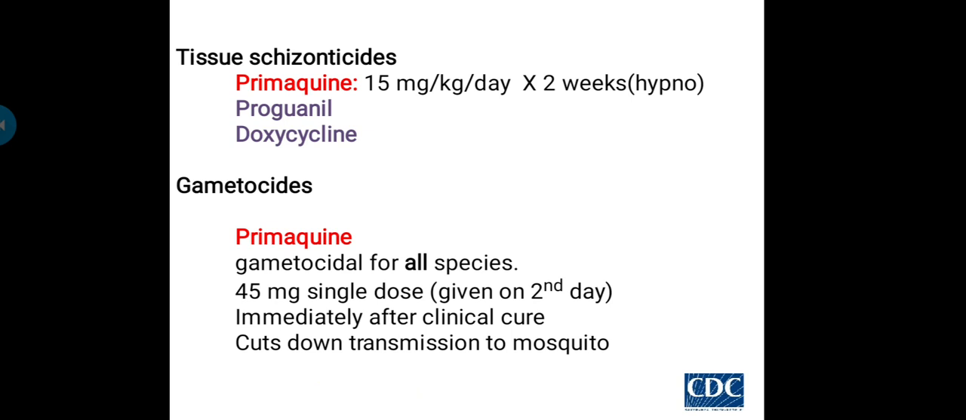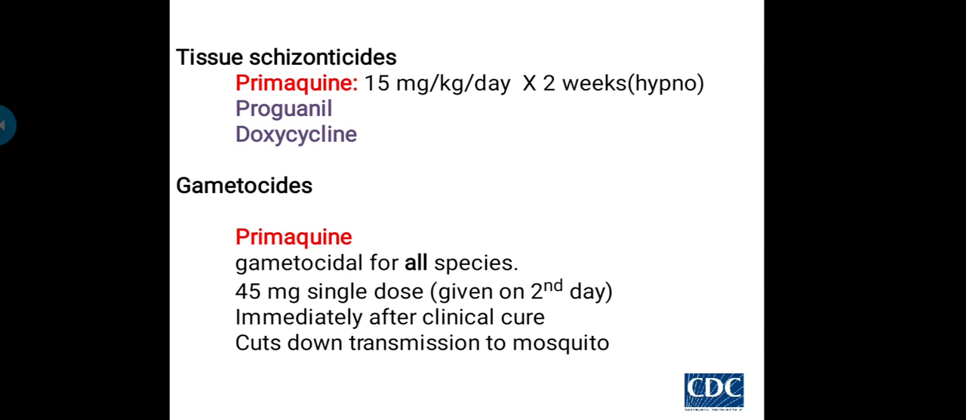Next, gametocides. So primaquine has the unique property to act as a gametocide also, and the gametocidal drug is primaquine. It is useful for the prevention of the sexual gametocytic phase transmission from the human to the mosquito. So gametocytes are killed by this primaquine, and for that effect, the dose is different. 45 mg single dose given on the second day immediately after clinical cure, and this cuts down transmission to the mosquito. So primaquine's gametocidal activity is useful for the treatment of vivax as well as falciparum malaria.